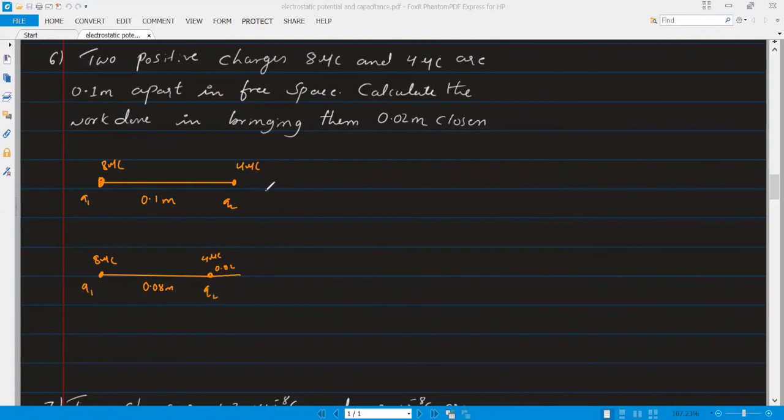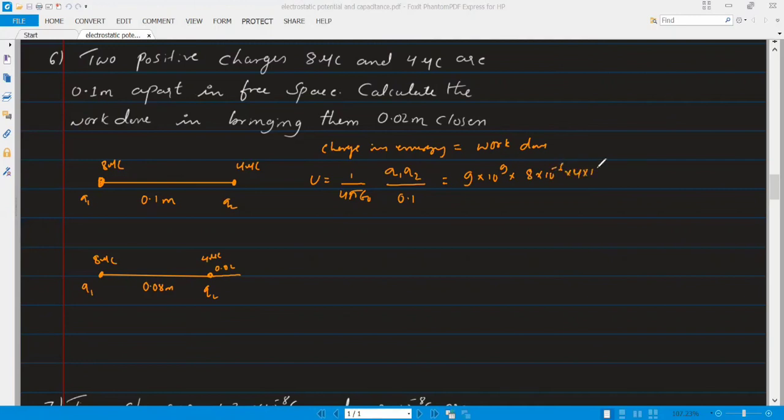So let us go for this. To solve this, the concept we use is that change in the energy is equal to work done. So first calculate how much energy there was. The formula to calculate energy is U is equal to 1 divided by 4 pi epsilon naught Q1 Q2 divided by the distance, that is 0.1. Solving this, 9 into 10 to the power of 9 into Q1 is 8, Q2 is 4, 8 into 10 to the power of minus 6 into 4 into 10 to the power of minus 6, whole divided by the distance 0.1.